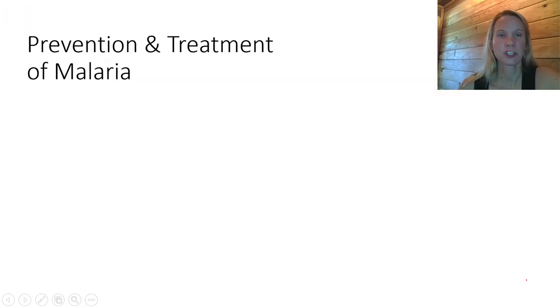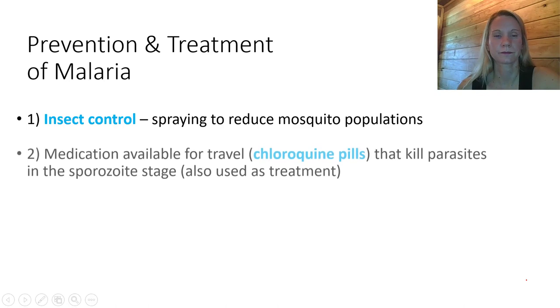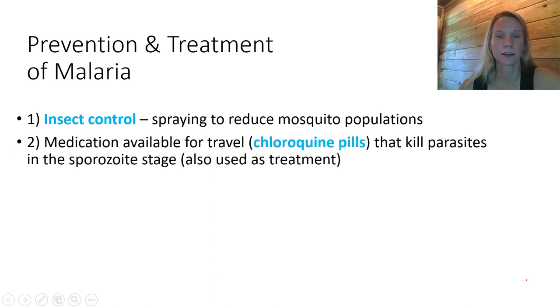Let's talk about prevention and treatment. So insect control, trying to reduce mosquito populations, has definitely been a popular method of trying to prevent spread, since it is a very specific vector, the female Anopheles mosquito. We talked about this, the chloroquine pills. These kill the parasites in the sporozoite stage.